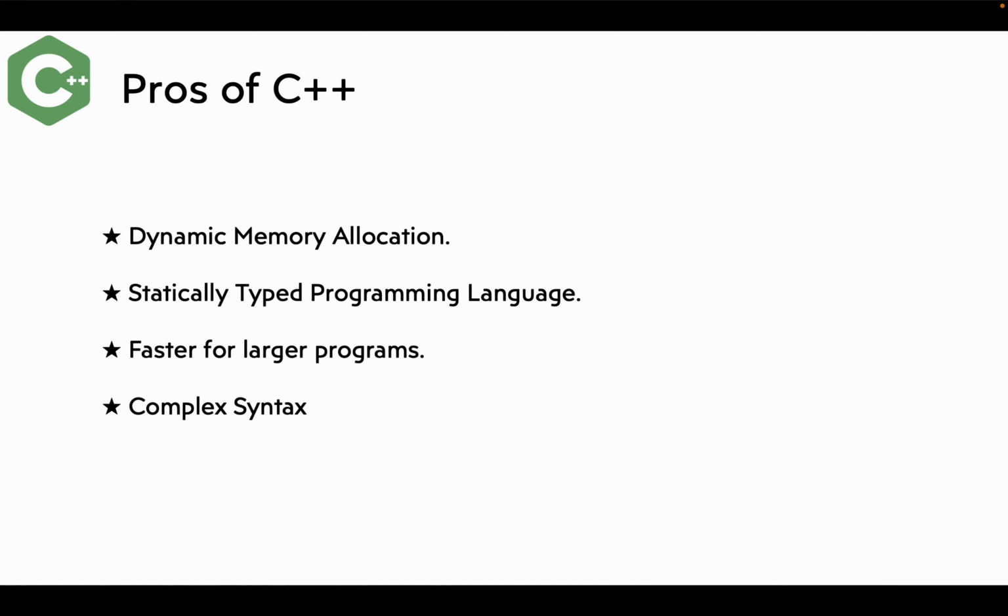Finally, we have the pros of C++. It has dynamic memory allocation, which basically means that memory allocation will be in the control of the C++ programmer instead of the program itself, the compiler program.